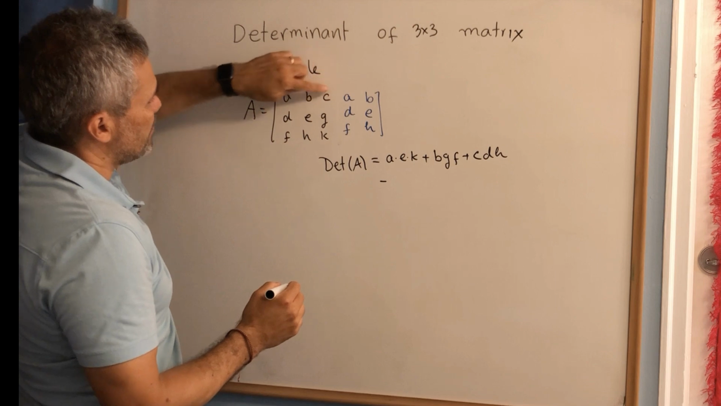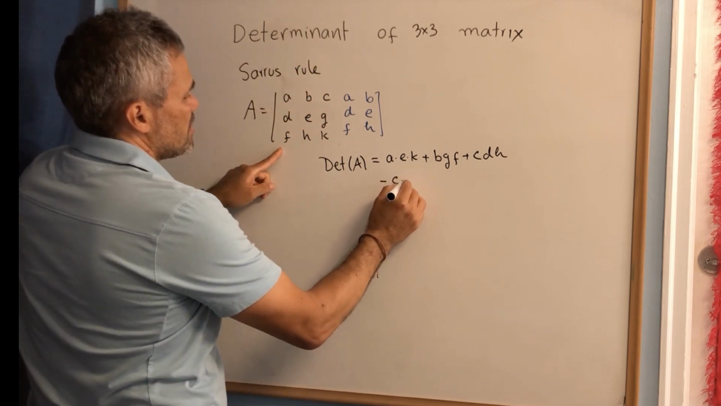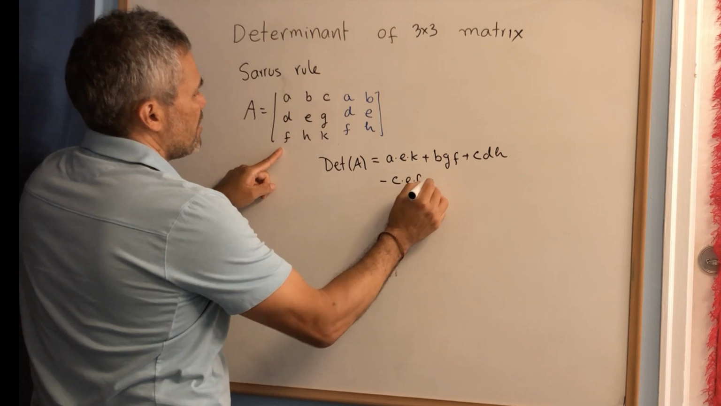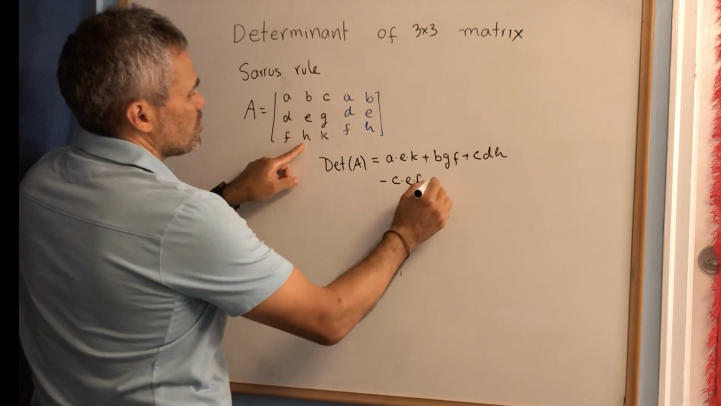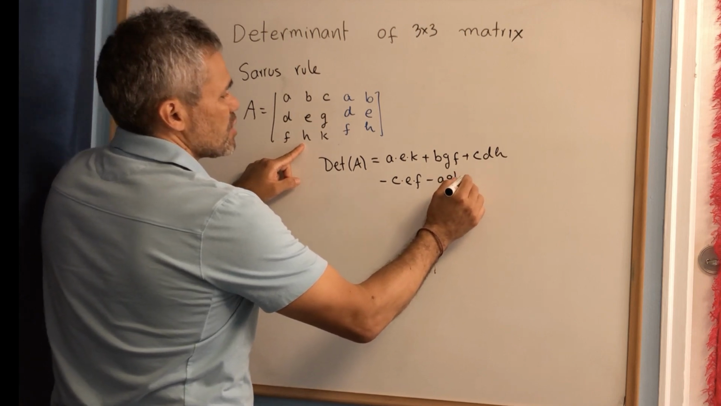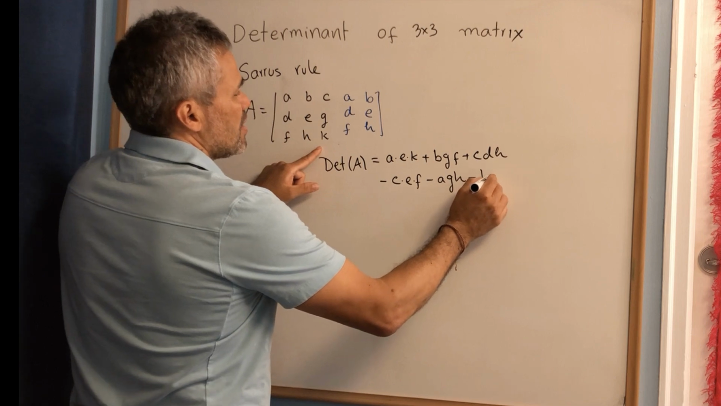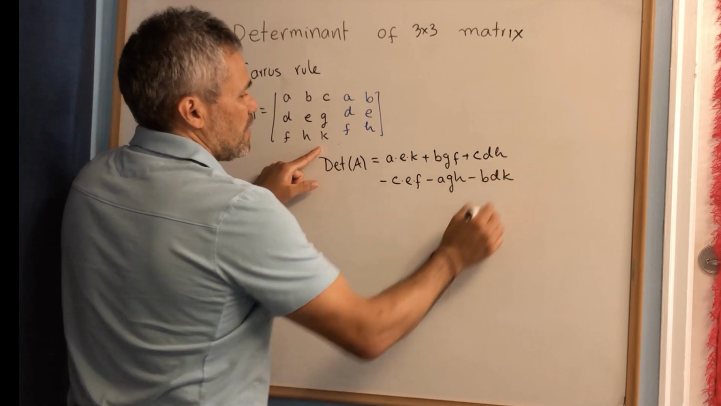now we go in this direction, the product of this diagonal, C times E times F, minus the product of this diagonal, A times G times H, minus the product of this diagonal, B times D times K.